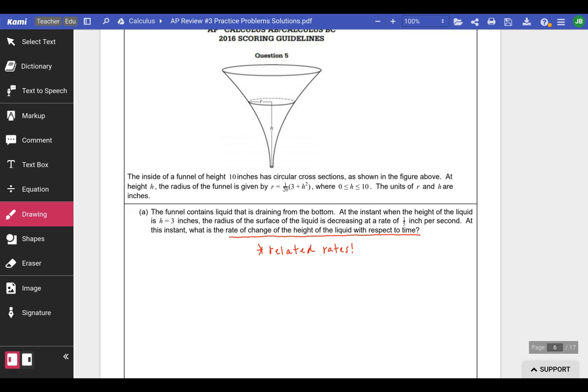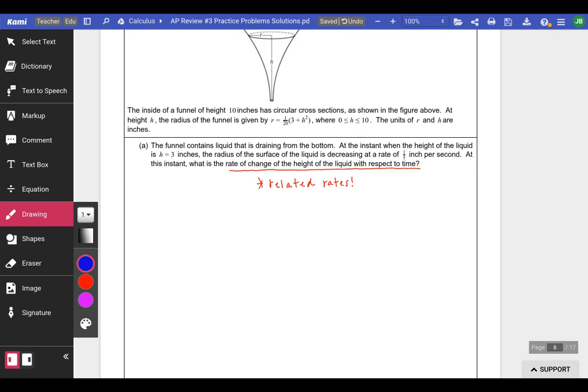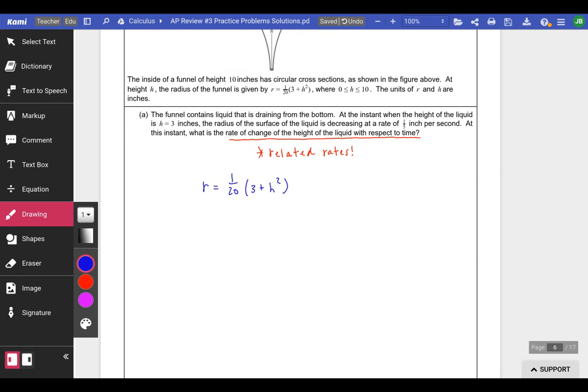So let's see, I'm asked to find the rate of change of the height of the liquid with respect to time. So we have a formula here that relates the radius to the height. So I'm going to go ahead and copy that down. We've got r equals 1/20th times the quantity 3 plus h squared. And so in a related rates problem, I know I have to take the derivative with respect to time. And that's going to involve implicit differentiation.